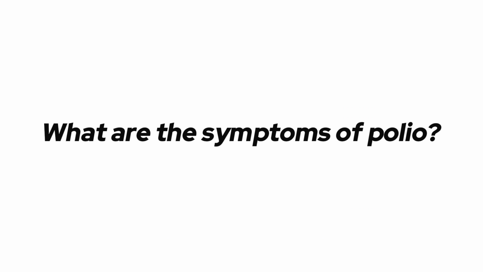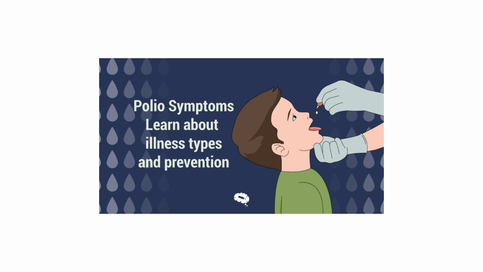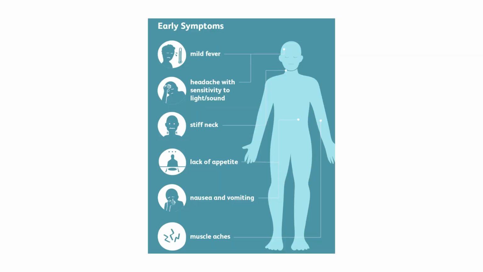What are the symptoms of polio? Here are the symptoms associated with polio. Mild symptoms. Many individuals infected with the poliovirus exhibit no symptoms at all. For those who do, the symptoms are often mild and flu-like. These may include fever, sore throat, headache, fatigue, nausea, and stiffness in the neck and back.